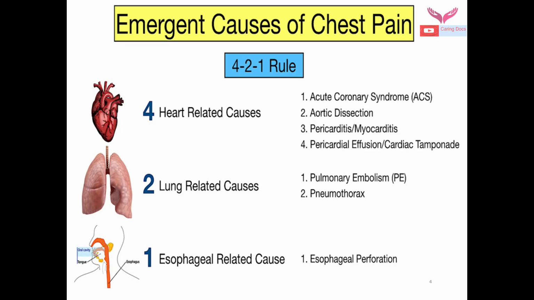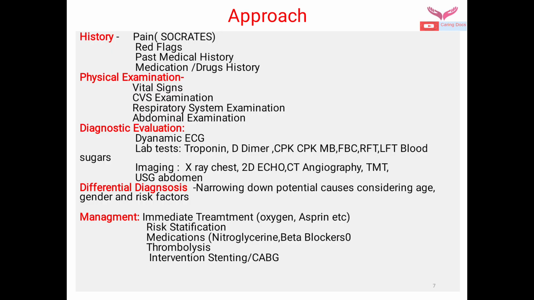We should always remember the rule of 4-2-1. These are the emergent causes of chest pain which need emergency management. 4 means 4 related to the heart: acute coronary syndrome, aortic dissection, pericarditis, pericardial effusion or cardiac tamponade. 2 related to the lung: pulmonary embolism and pneumothorax, and 1 related to the esophagus, that is esophageal perforation. So remember 4-2-1. These are the emergent causes of chest pain and need emergency management or active intervention.